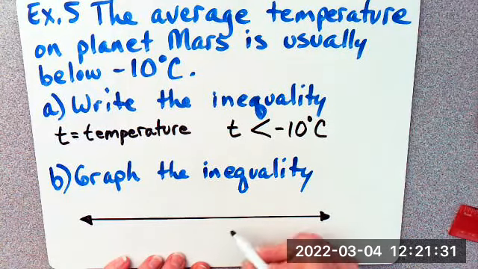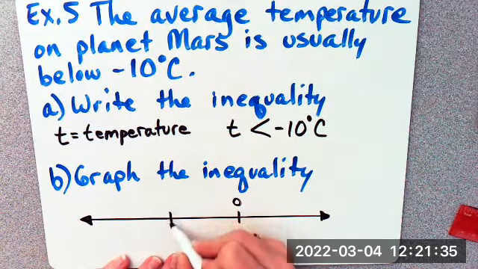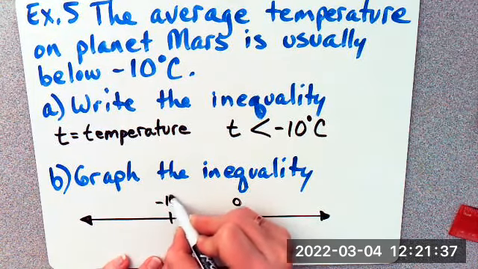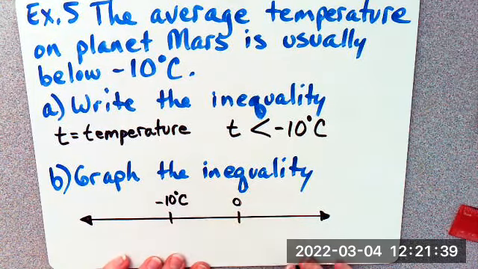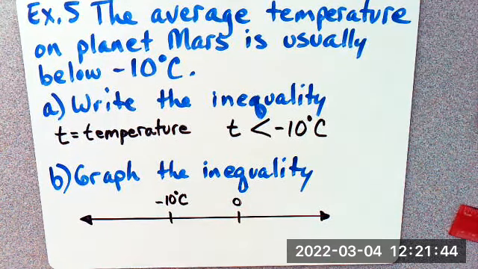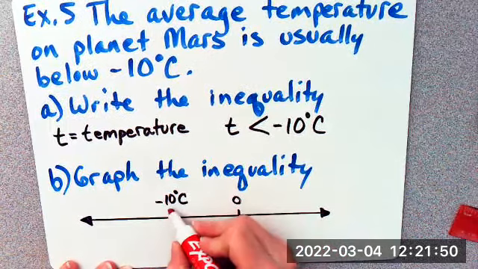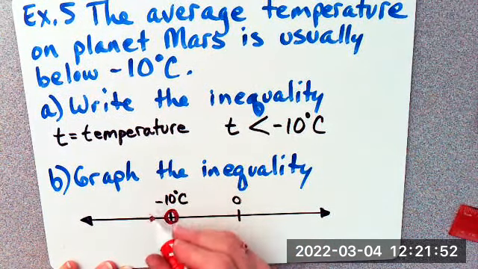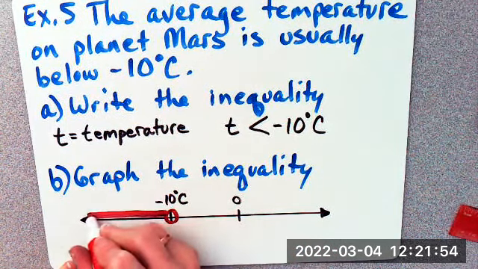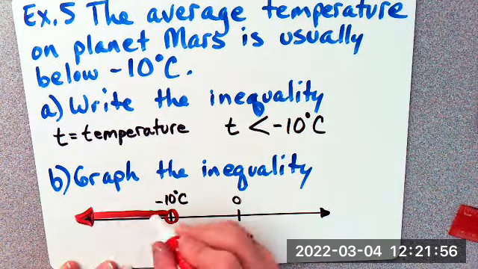All right, so let's go ahead and put 0 on here, and -10 degrees Celsius. We don't have it equaling -10 degrees Celsius, so we're going to write an open point around -10 degrees Celsius, and it's going to be below -10 degrees Celsius.